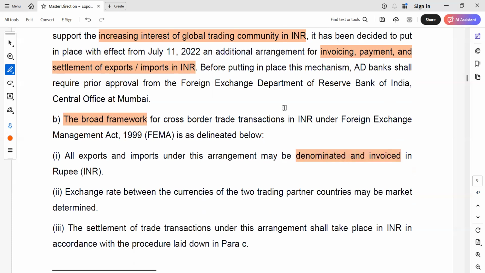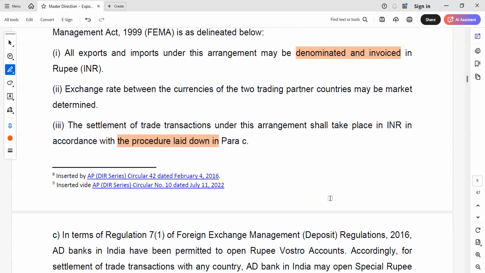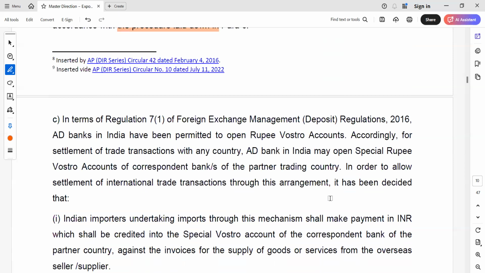So in this case friends, the invoice should also be in INR, and the payment will also come in INR. Exchange rate between the currency of the two trading partner countries will be market determined. So whatever the exchange rate is, that will depend on the market rate. The settlement of trade transaction under this arrangement shall take place in INR in accordance with the procedure laid down in para C. This is all the procedure of how it will come.